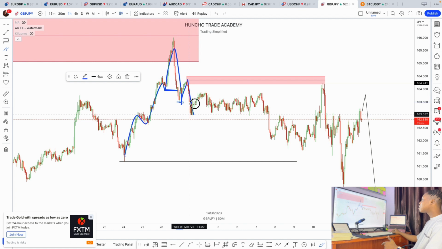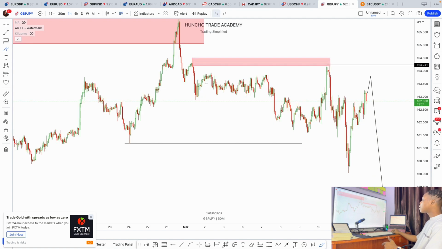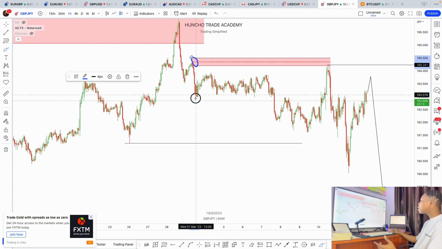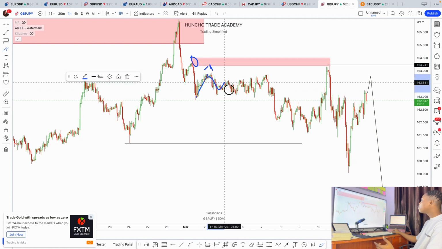So you can see that price has not really mitigated this order block. Let me delete this so you can see clearly. Price has not mitigated this order block. So this is our order block. It is unmitigated. You can see price tried to push to the upside to mitigate. Instead of mitigating this order block, price moved sideways to create a bunch of liquidity around the stops, right?